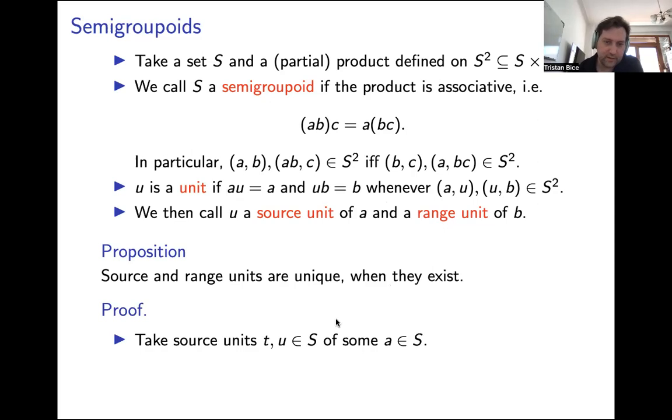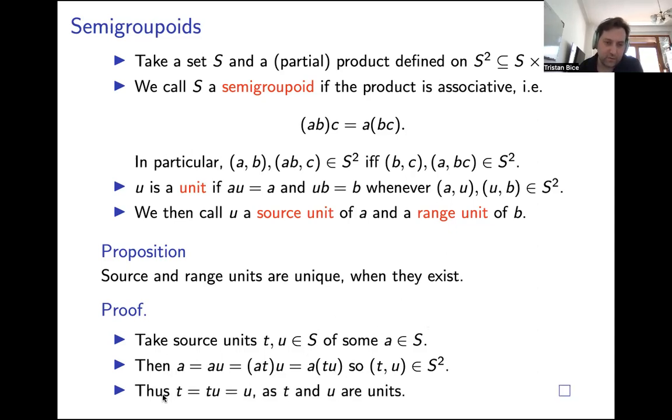Take two source units, let's say T and U of some element A in our semi-groupoid S. By definition, we can write A as AU, since it's a source unit. But T is also a source unit for A, so I can also replace A in this expression by AT, and then again multiply on the right by U. But by associativity, we know this is defined. So associativity is telling us that the other way of multiplying this triple is also defined and gives us exactly the same value. In particular, T and U can be multiplied together.